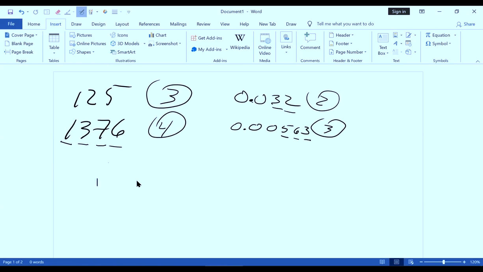If we look at this number, the question is, how many significant figures? Non-zero numbers are always significant. Zeros at the end with no decimal are not. So this would have 4 significant figures. Your turn. How many significant figures in that number?